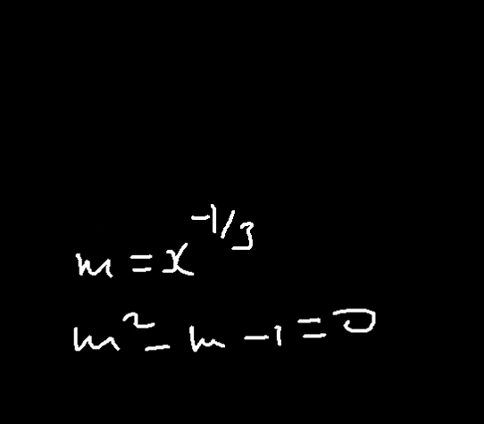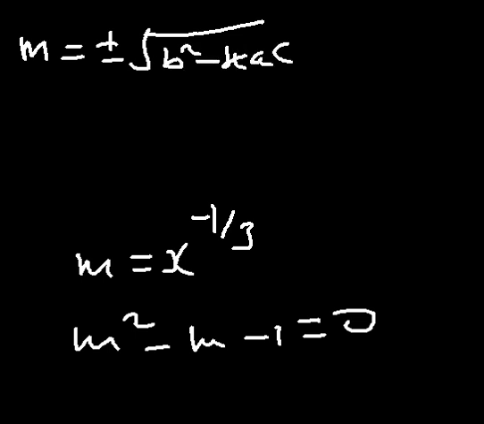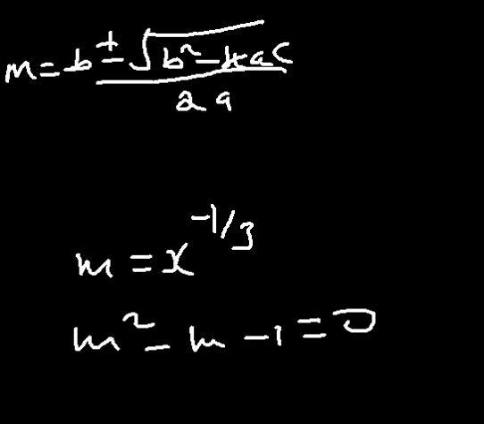Anyway, let's try this. Using the quadratic formula, I'll have m is equal to plus or minus the square root of b squared minus 4ac, divided by 2a. That should be m is equal to negative b, by the way. So in this case, what is the b? We have negative 1 here, which means it will be positive 1 with this negative, that is for b.